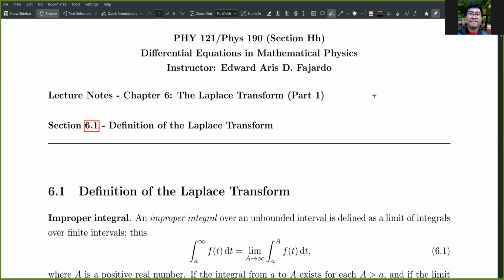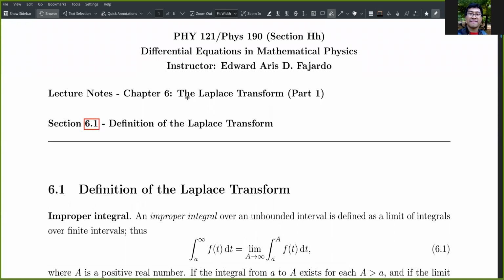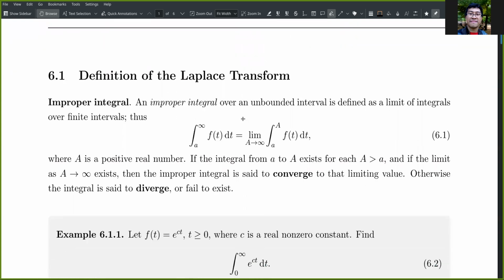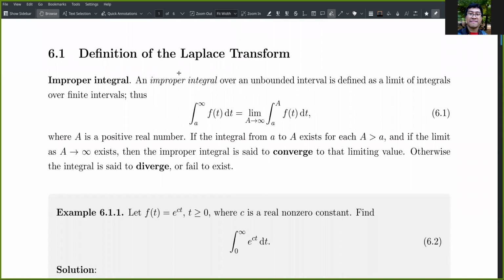Today, let us discuss the Laplace transform. To begin, we'll have a few definitions. First, let us consider a review of the improper integral.